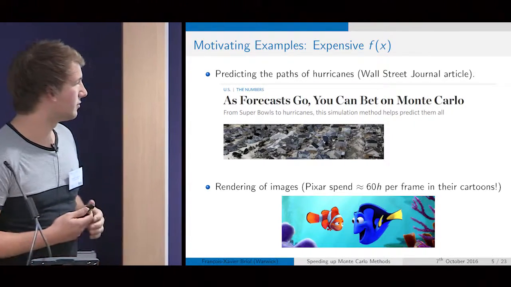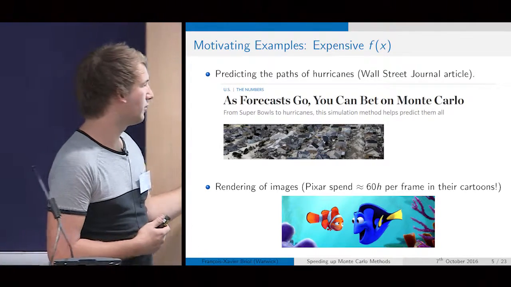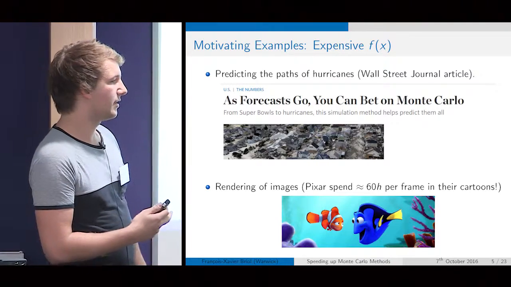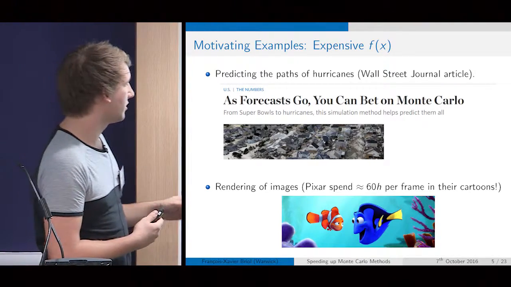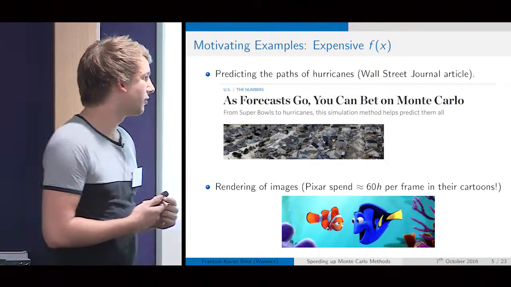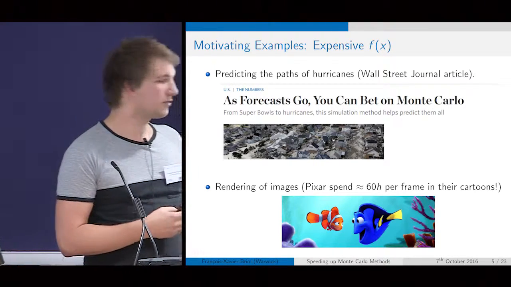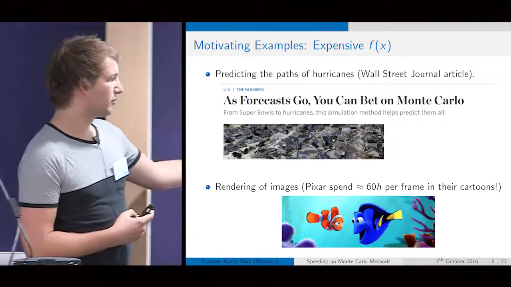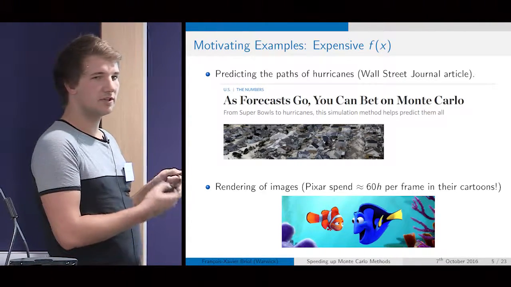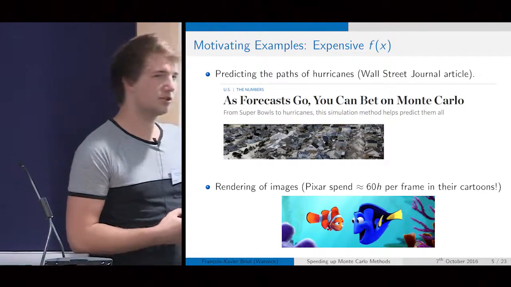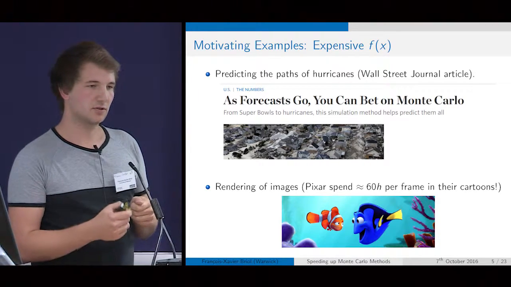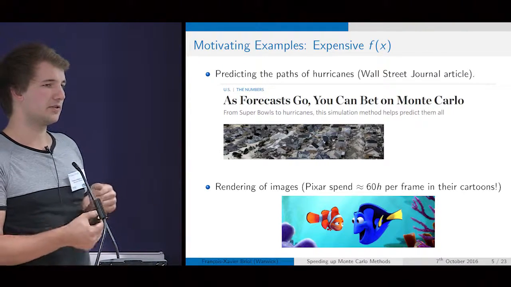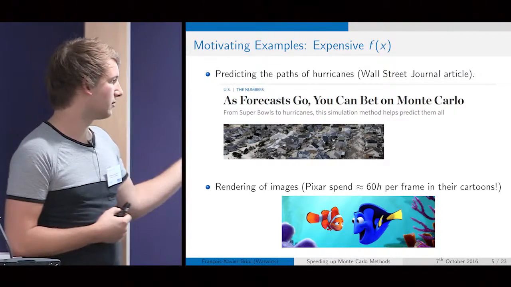Another problem, where reducing the error in Monte Carlo estimation is really quite important, is the rendering of images. So recently I attended this talk by some people from Pixar, and they were explaining how, essentially, to do rendering of images, they need to compute loads of integrals at each of the pixels of this image. And so the better the approximation of the integral is, the better the quality of the picture will be.